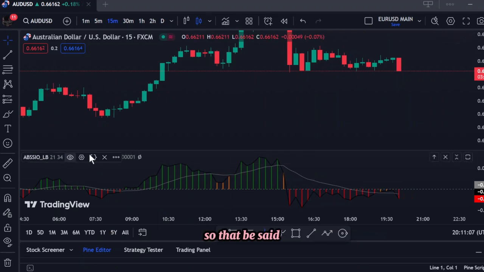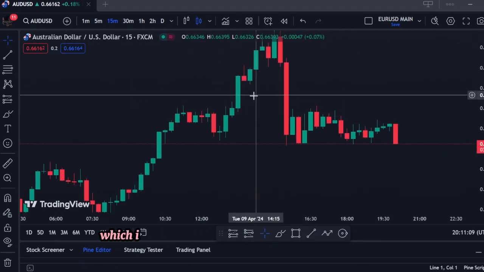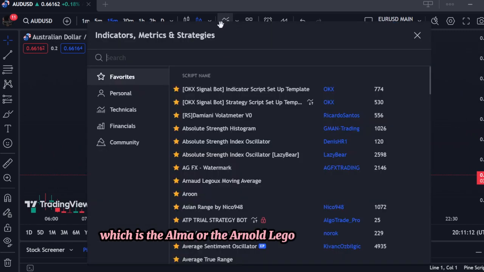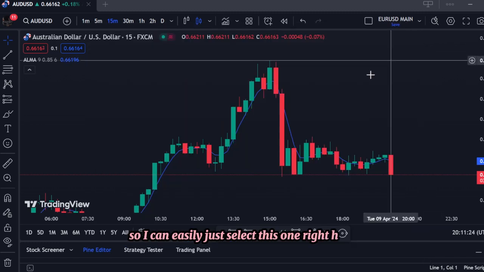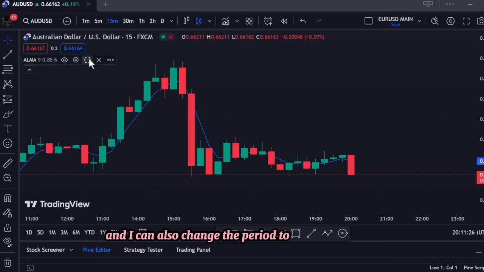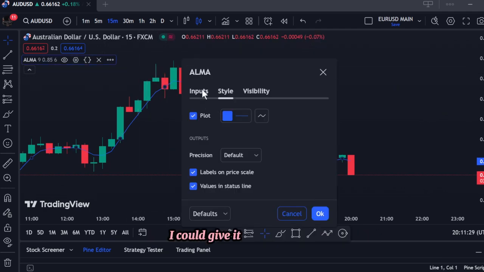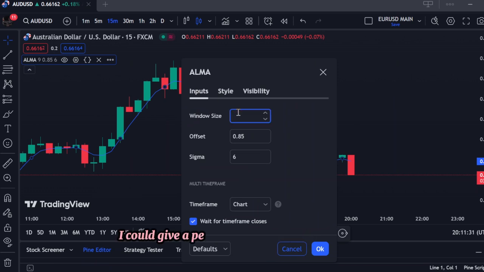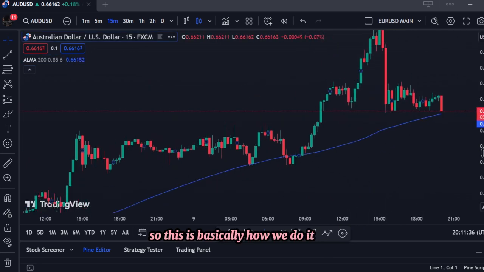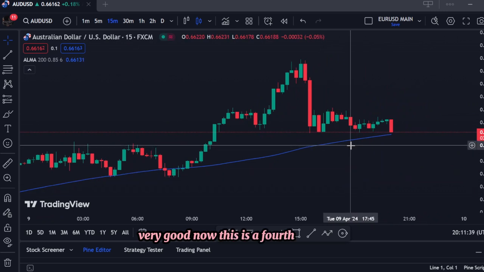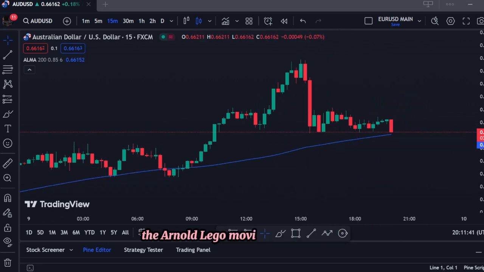So that being said, I'm going to be giving you a moving average indicator next, which is the ALMA, or the Arnaud Legoux moving average. You can get that by typing ALMA, and then you choose this first one, Arnaud Legoux moving average, which comes default with your TradingView. So I can easily just select this one right here, and I can also change the period to whatever I want. I could go to inputs and give a period of 200 or wherever I want. So this is basically how you do it. Very good. Now this is the fourth indicator, the Arnaud Legoux moving average.